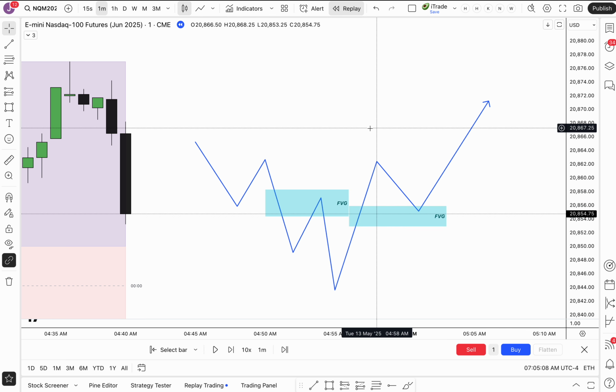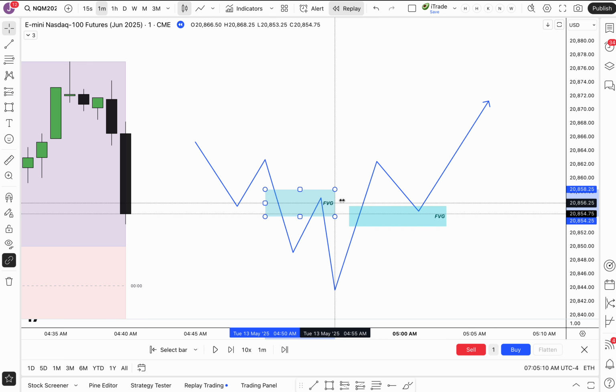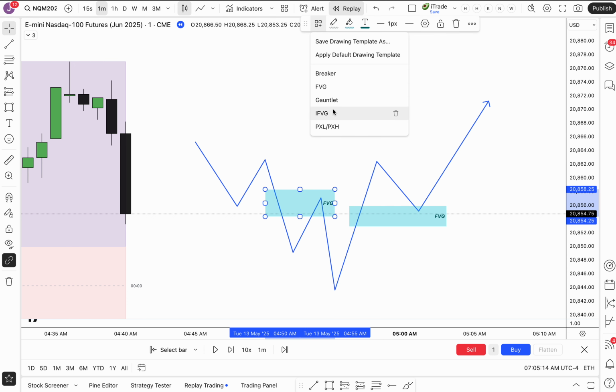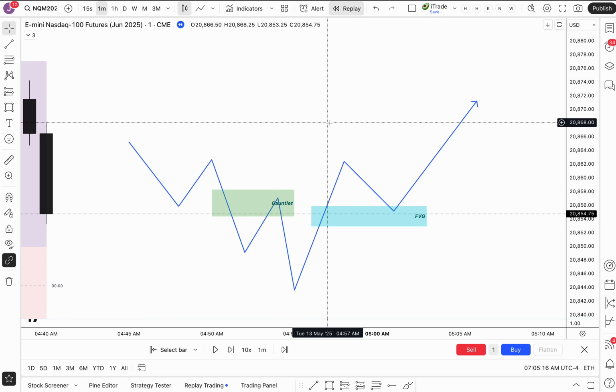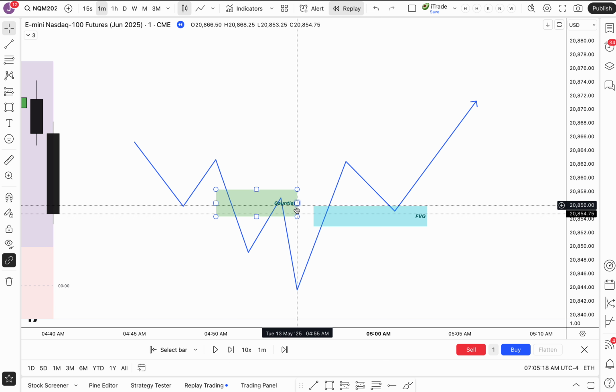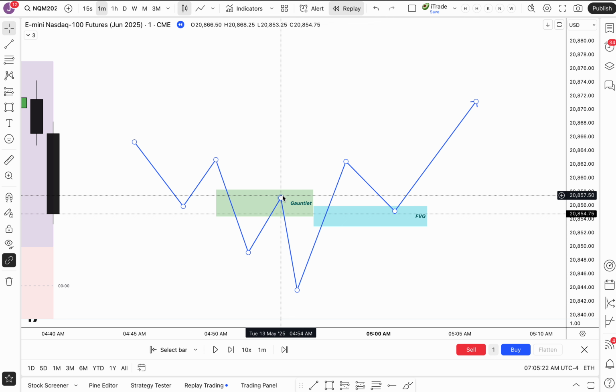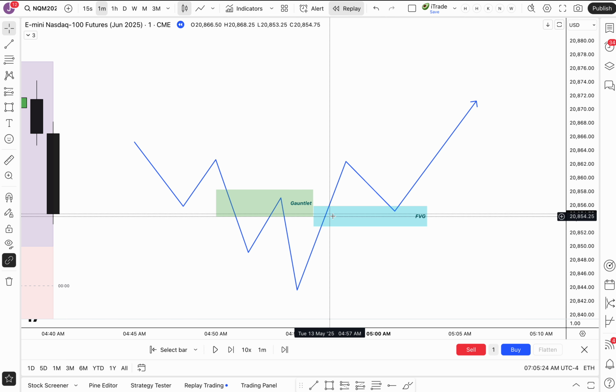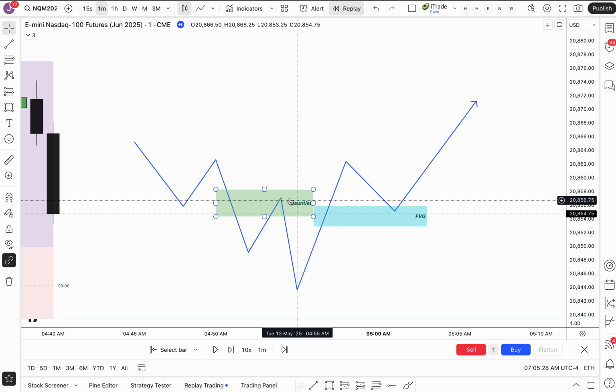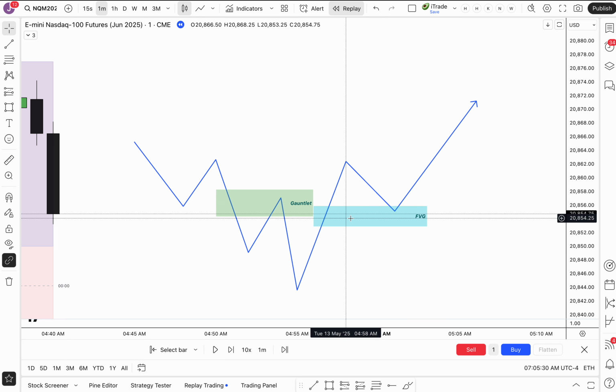Okay. So this becomes a Gauntlet gap, a Gauntlet fair value gap, or whatever you want to call it. Okay. And essentially this BPR here that breaks through this high needs to function as support.